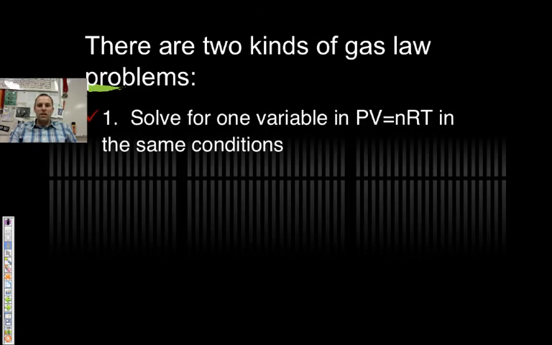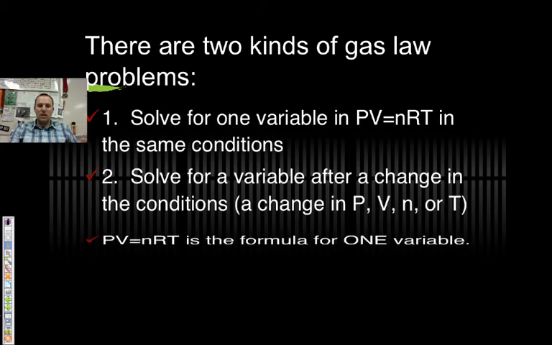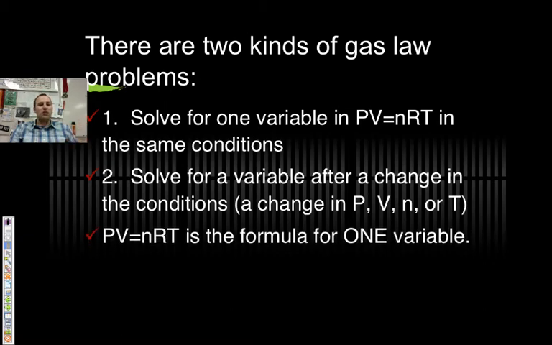So let's take a look at how you use the ideal gas law. First thing you need to know is there's two kinds of problems. One is where you solve for one variable in PIV NERT. The conditions are not changing. Okay, everything is the same. And the other kind of problem, which we'll go over in the next lecture, is when you have a change in pressure, a change in volume, or a change in temperature. So again, PIV NERT is the formula for one variable. Okay, you're solving for one variable. There's no changes going on.